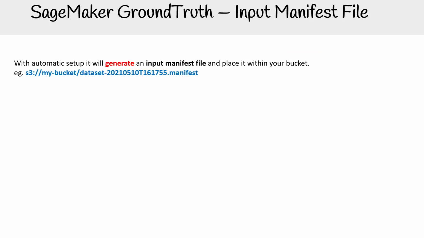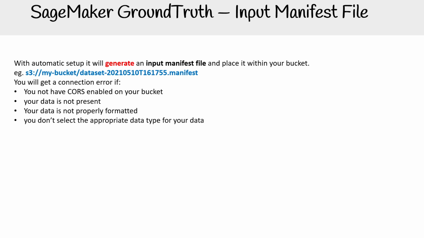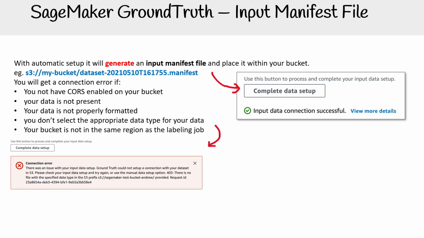So you would have to place this into your S3 bucket. It would have to have .manifest on it. And one trip-up that you might have with it is if you do not have CORS enabled on the bucket, or your data is not present, or it's not properly formatted, or you don't select the appropriate data types for your data, or your bucket is not in the same region as your labeling job. So just make sure all those things are set up correctly. But yeah, you'd go ahead and set that up. And again, you could run into issues.